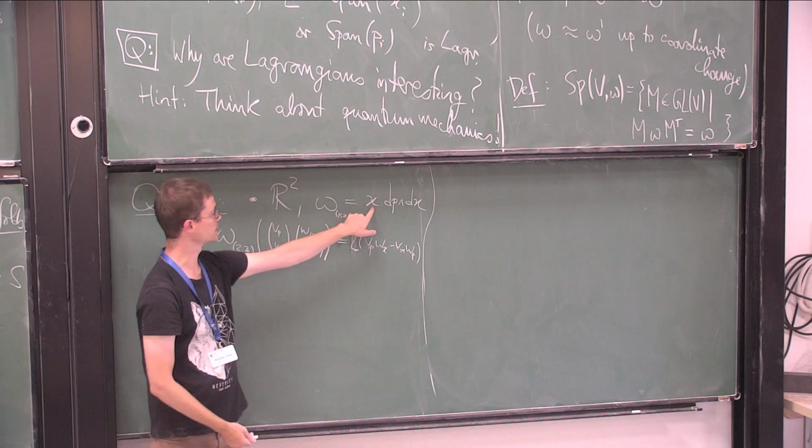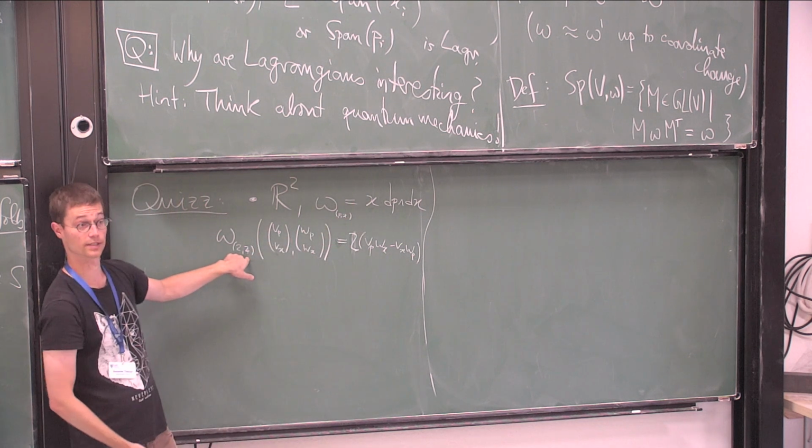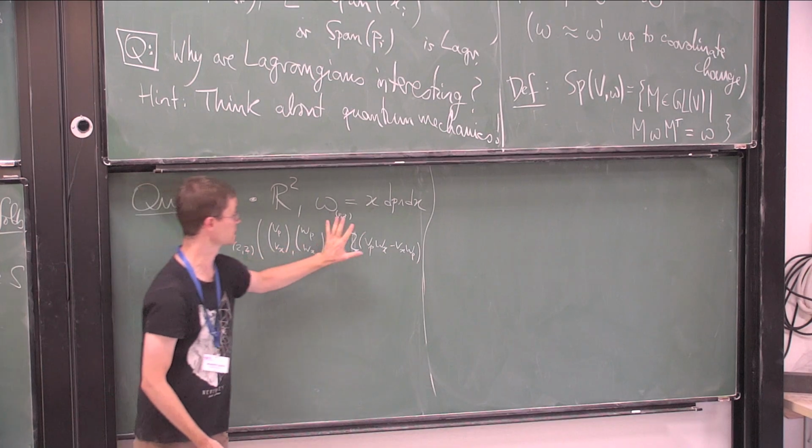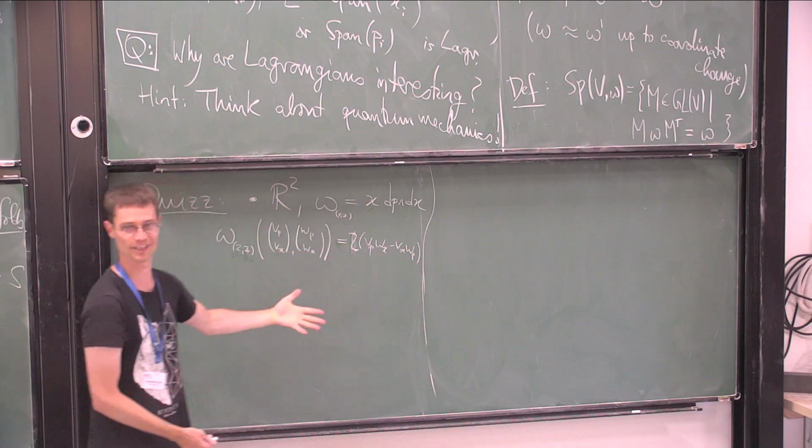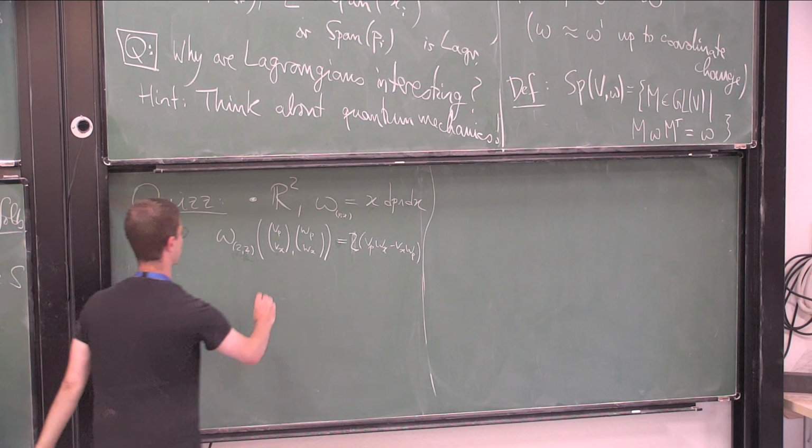And so you see there is a problem whenever your x-coordinate is 0. If your x-coordinate is 0, you get just 0, and then it's not non-degenerate, it is degenerate. So this is not symplectic.